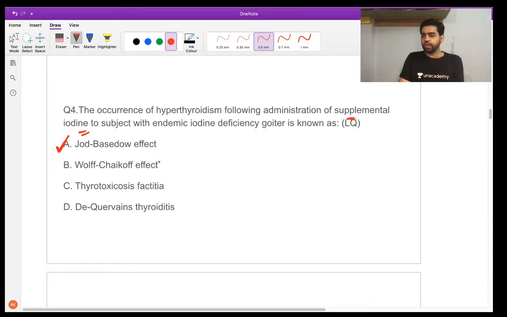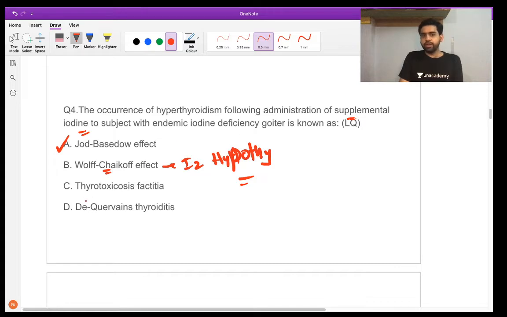Now some students have difficulty in remembering this. So how I tell them to remember is that Wolff-Chaikoff sounds like Wolff cutoff, and this is basically iodine-induced hypothyroidism. So if you are someone who gets messed up between Jod-Basedow and Wolff-Chaikoff, you can remember it like this: Wolff-Chaikoff is like a Wolff cutoff, and Wolff cutoff is iodine-induced hypothyroidism.